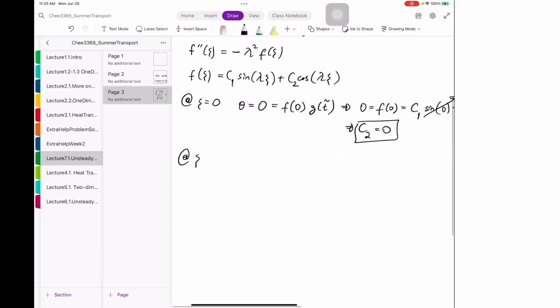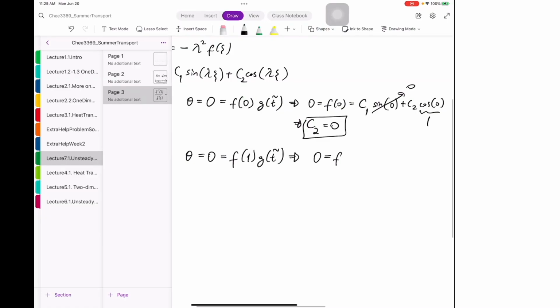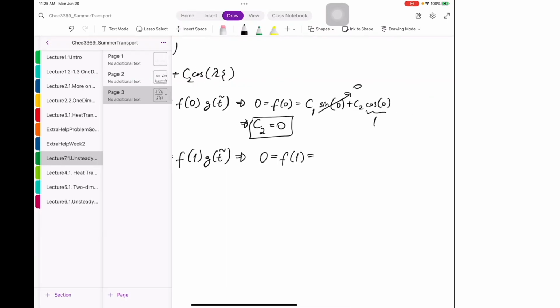And at psi is equal to 1, theta is equal to 0 again, f of 1 times g of t tilde for any t tilde. Thus, f of 1 must be 0, because if g of t tilde were 0, it would be a trivial solution. C1 sine lambda times 1 plus C2. I don't need to write C2, we found that the C2 is 0 already.